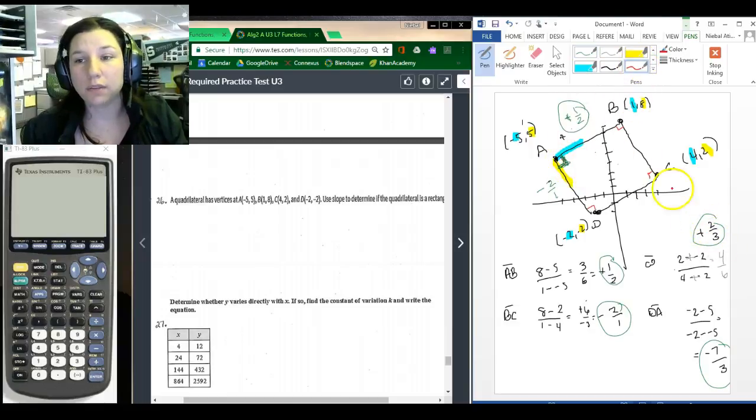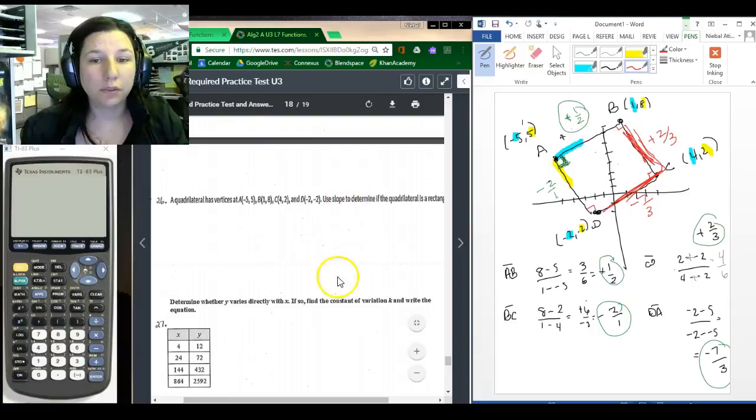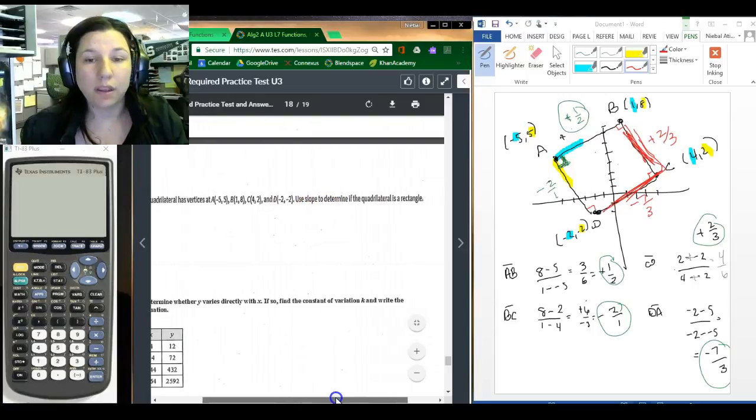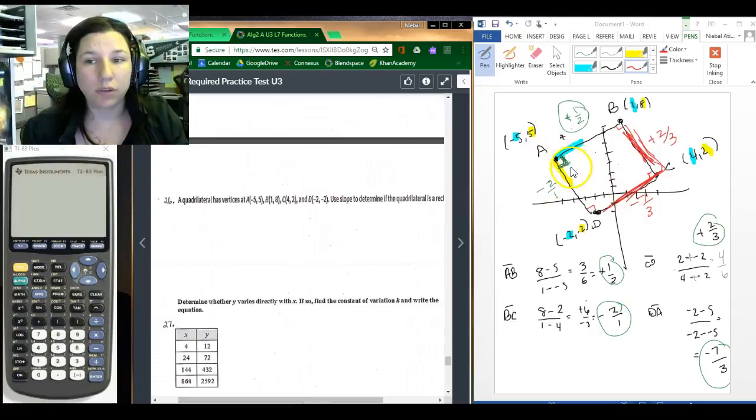Let's see these though. So we have +2/3, and here we have a -7/3. So it went from positive to negative, but 2/3 and 7/3 are not reciprocals. So this is not a 90-degree angle, meaning that our rectangle is not really a rectangle. So using slope to determine if this quadrilateral is a rectangle, it is not a rectangle because these lines are not at 90-degree angles. The sides are not perpendicular.